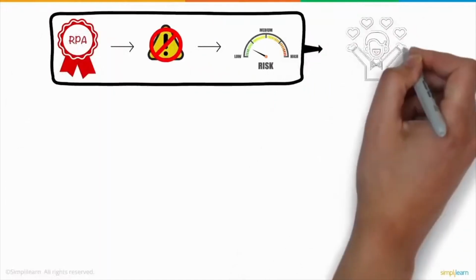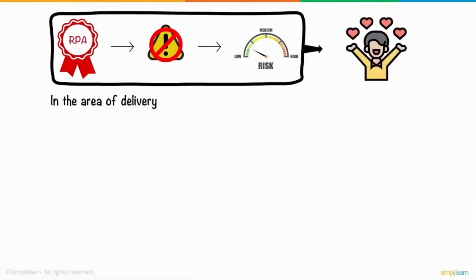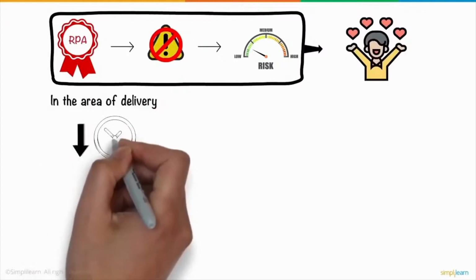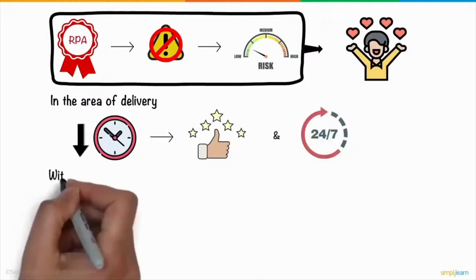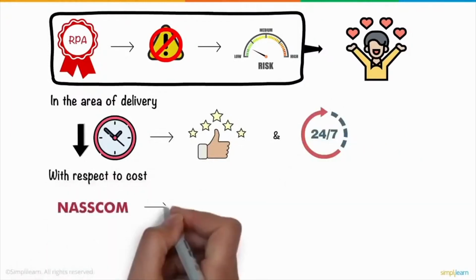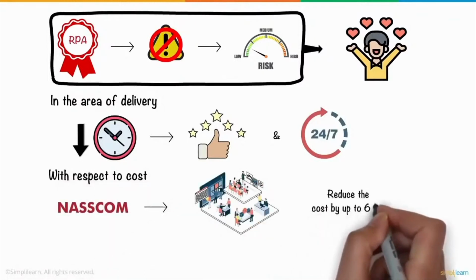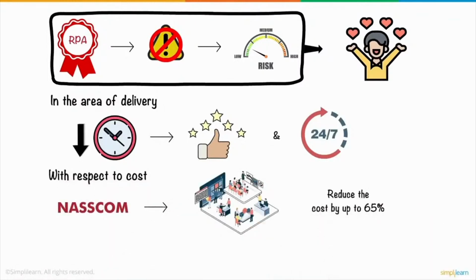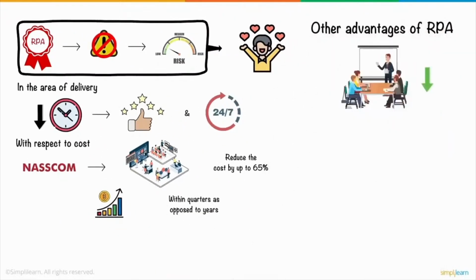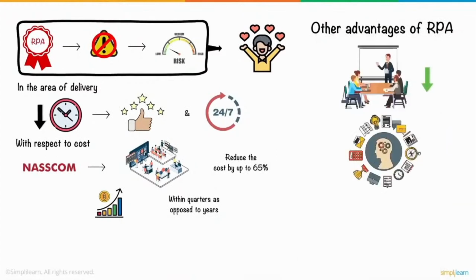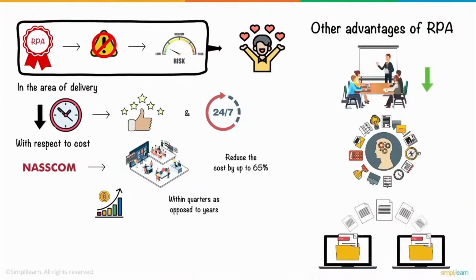When it comes to quality, RPA ensures consistent, error-free output, leading to reduced operational risks. This, in turn, improves customer satisfaction. In the area of delivery, RPA can help decrease the average handling time, and this enhances the customer experience and ensures 24/7 business continuity. With respect to cost, according to NASSCOM, domestic businesses can reduce the cost by up to 65% through RPA. It offers a higher ROI by driving positive returns within quarters as opposed to years. Other advantages of RPA include reduced training costs, minimal utilization of IT resources, and easier software migration.